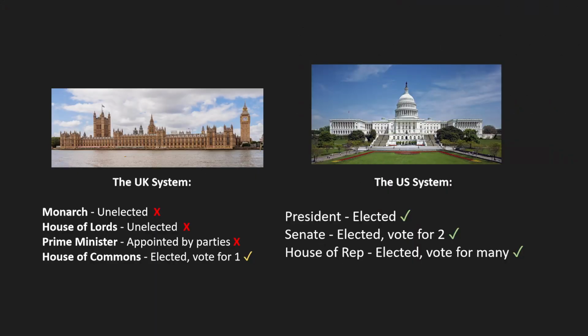Let's compare this to the US system, which I'm not saying is perfect, of course it has flaws of its own, but we can still compare them. So in the US, you elect the president directly through state electors. The House of Representatives is proportionate based on population, and the Senate has 2 members per state. So each individual voter can influence all of these positions.